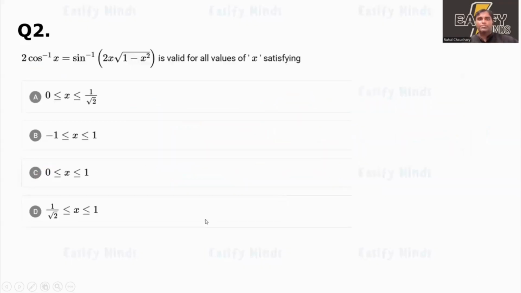Let's move to the second question. 2 cos inverse x equals sin inverse of 2x under root 1 minus x square is valid for what values of x? NCERT question they have asked, but they don't ask the proof. They ask the range, means the values of x. You can say range or you can say domain.